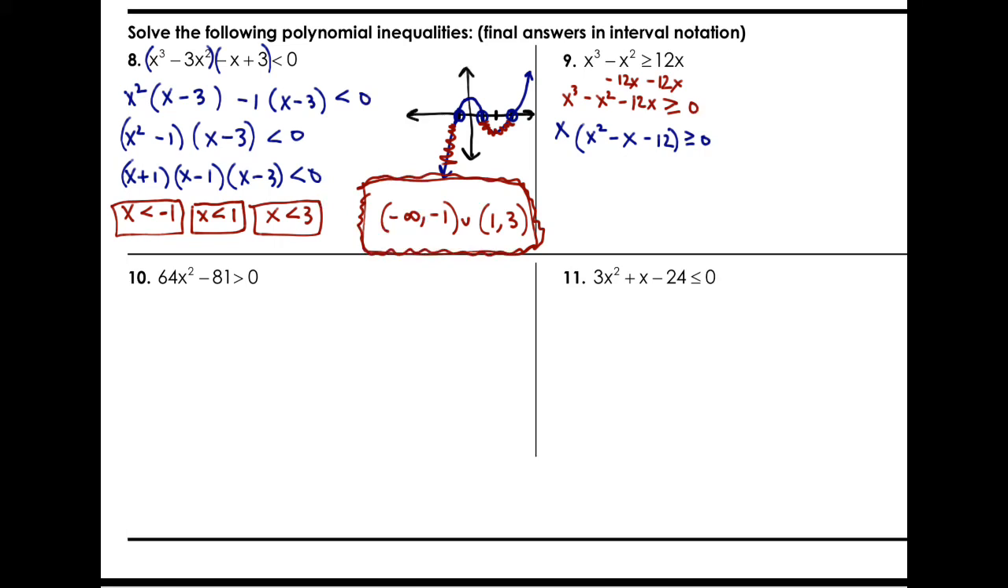Then we want to factor what's inside the parentheses. So I need two numbers that multiply to get you negative 12, and then add or subtract to get you negative 1. That would be a 4 and a 3, a negative 4. So our factors would be written out like x, and then remember to bring down that GCF, that's what I just did. x minus 4, x plus 3 is greater than or equal to 0.